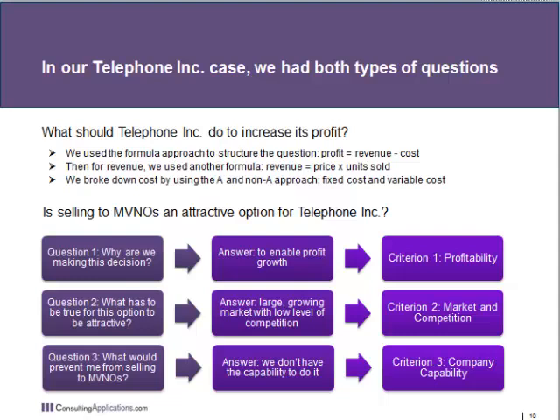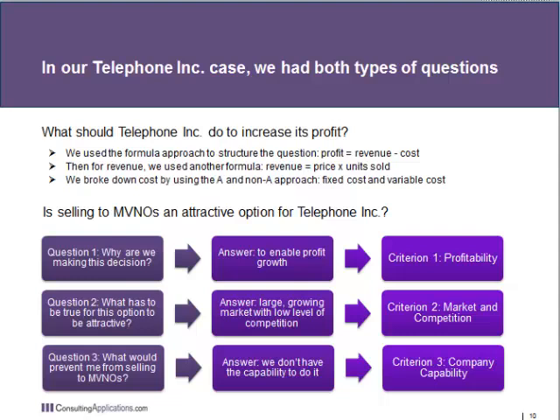And here, the answer is either yes or no. So you use the which structure. In other words, the top-down structure. So you answer the 3 questions: why you're making the decision, what needs to be true for this option to be attractive, and what would prevent you from selling to MVNOs. And based on these 3 answers, you create 3 components within your structure.